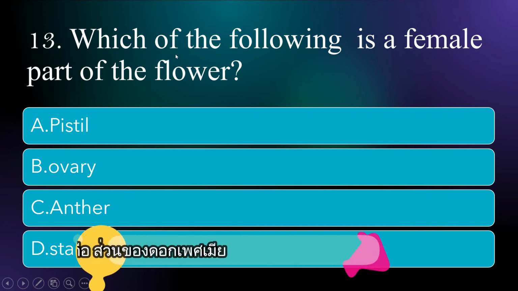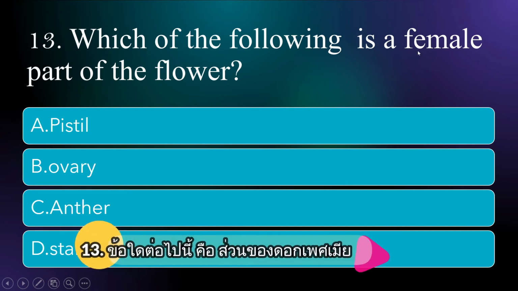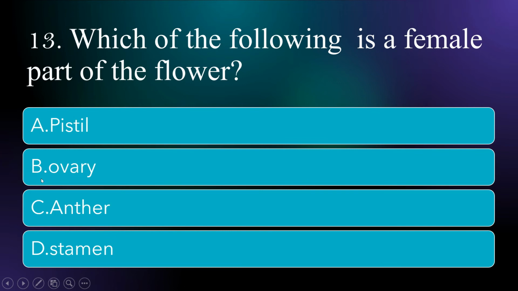13. Which of the following is a female part of the flower? Female, it means girl. A. Pistil. B. Ovary. C. Anther. D. Stamen.